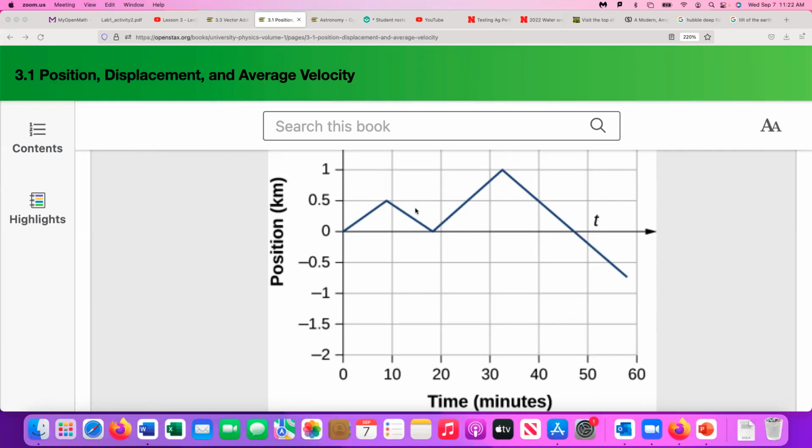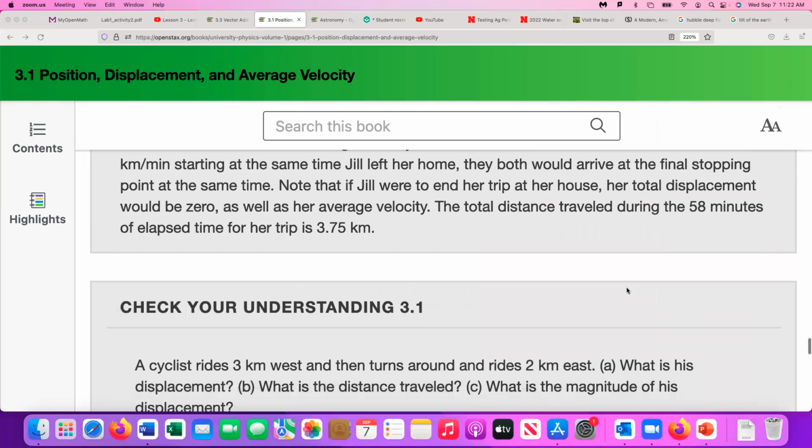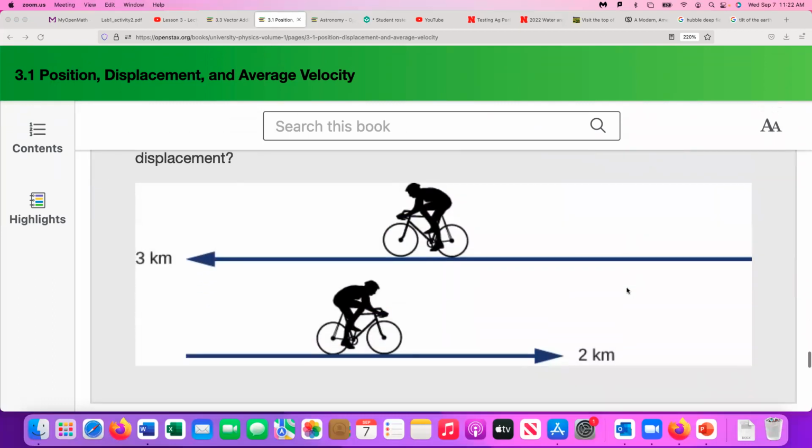And so all you really need to do to create a graph like this is create the positions at each timestamp. At 9 minutes, 0.5. At 18 minutes, 0 again. At whatever time this is, looks like 32, 33-ish minutes, she's out at the 1 kilometer mark. And then after all the time has elapsed, she's 0.75 kilometers past her house in the other direction. So you can just plot those points and connect the dots.